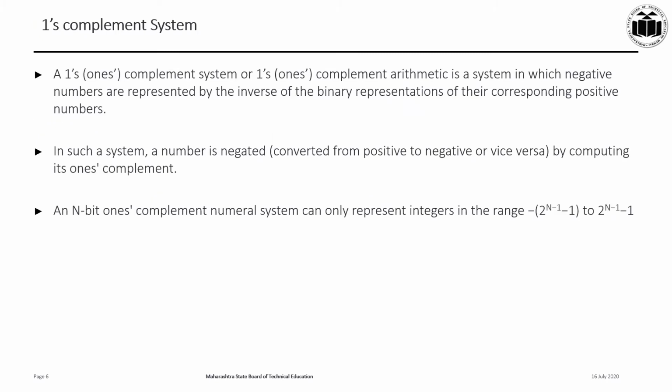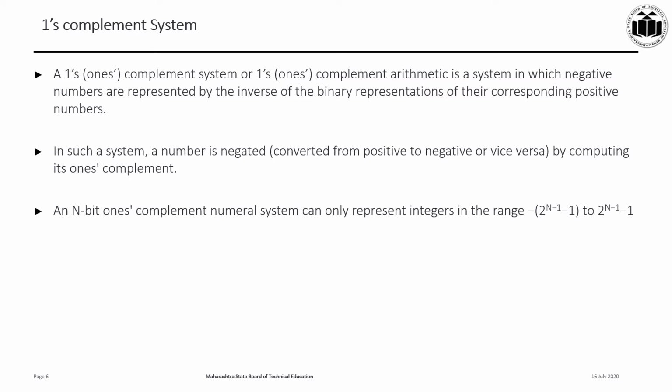Ones complement system. How can you define a ones complement system? A ones complement system is a system in which negative numbers are represented by the inverse of the binary representation of their corresponding positive numbers. And in such a system, a number is negated. Negated means converting from positive to negative and vice versa by computing its ones complement.